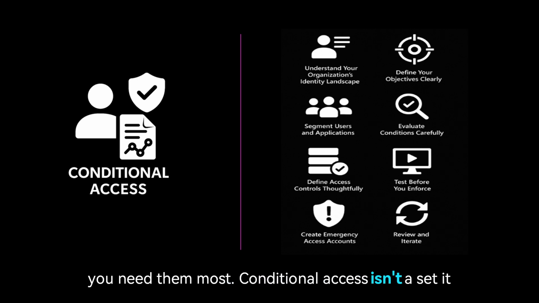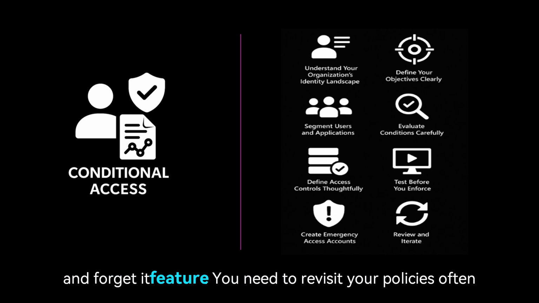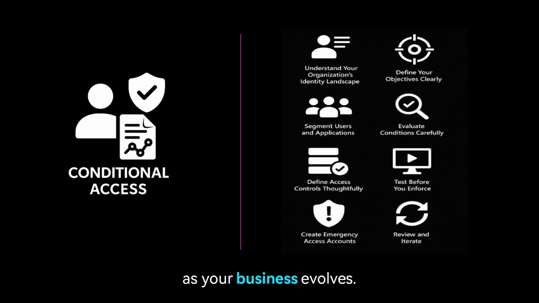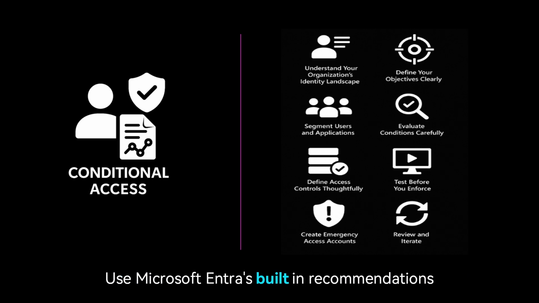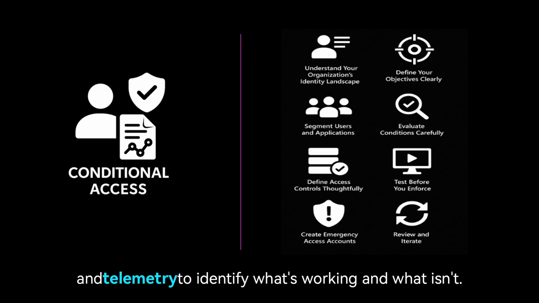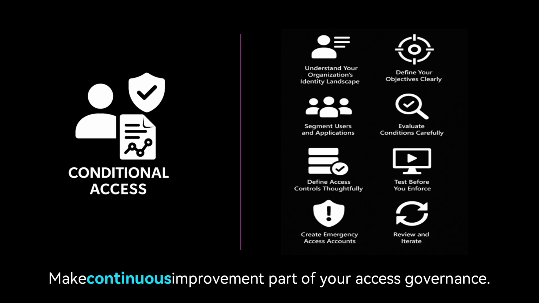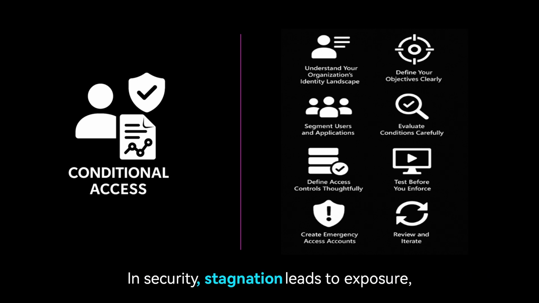Conditional access isn't a set-it-and-forget-it feature. You need to revisit your policies often. As your business evolves, with new apps, remote teams, and third-party users, your policies must adapt. Use Microsoft Entra's built-in recommendations and telemetry to identify what's working and what isn't. Make continuous improvement part of your access governance. In security, stagnation leads to exposure, so stay agile.